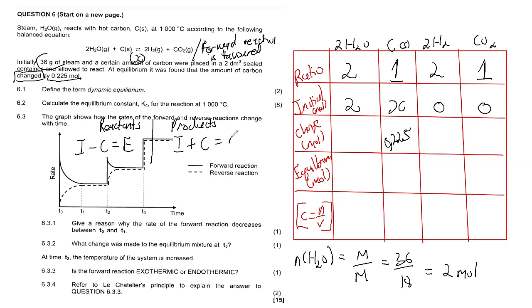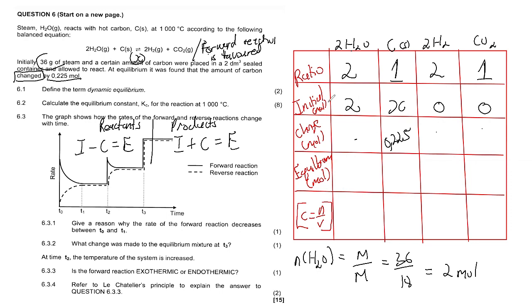So it's I plus C is equal to E. For both these reactants, I will have to subtract, but for both these products, I will have to add. But before I do that, I need to find the values in here. Now, how do I find the values in here?